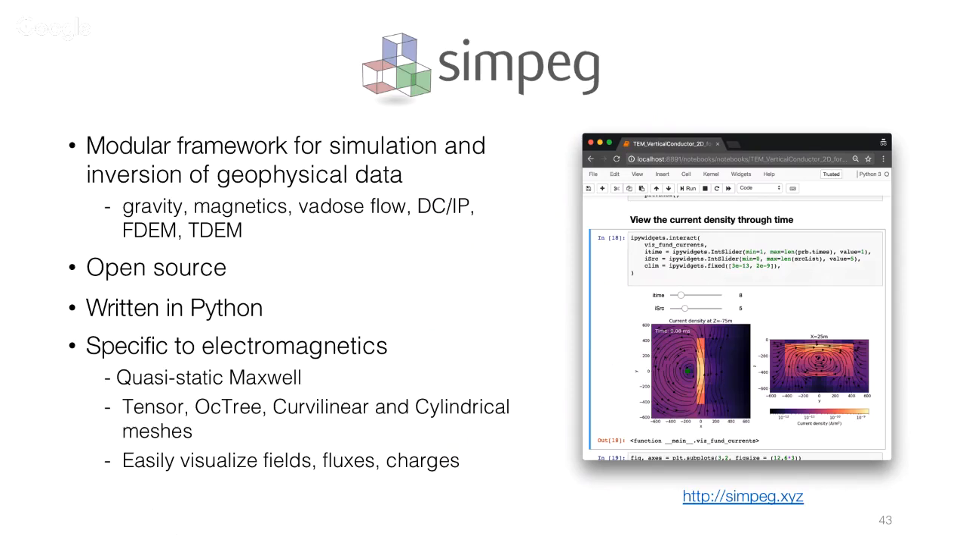With respect to electromagnetics, you can handle the Maxwell's equations that I was talking about. It uses different kinds of meshes: tensor, octree, curvilinear, and cylindrical meshes. With it, it's easy to visualize the fields, fluxes, and charges. Here's a snapshot of something with a transmitter and a conductive plate. You get to see how the currents are flowing and understand the physics of what's going on.